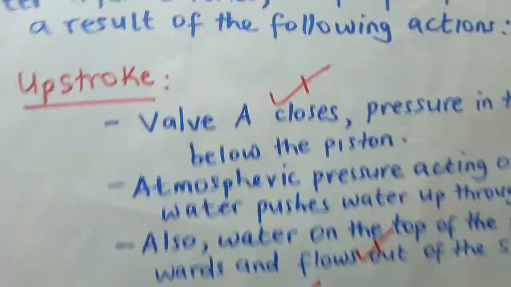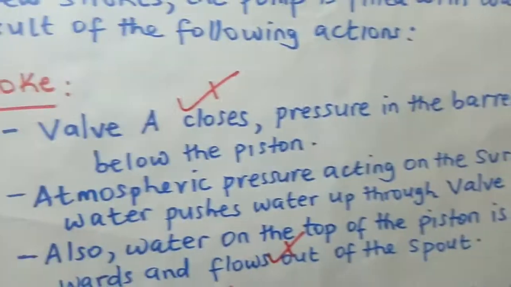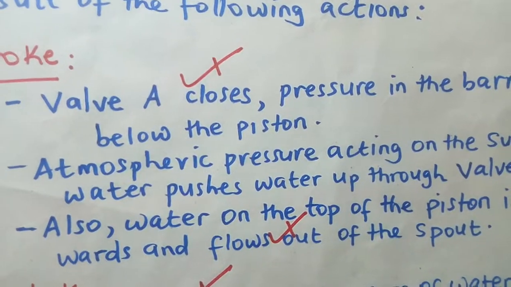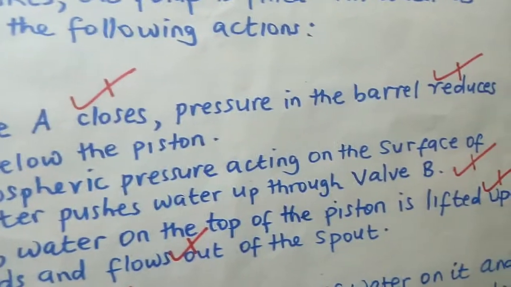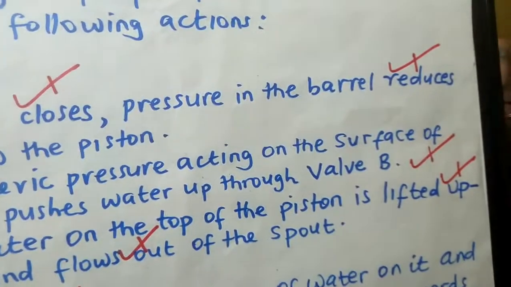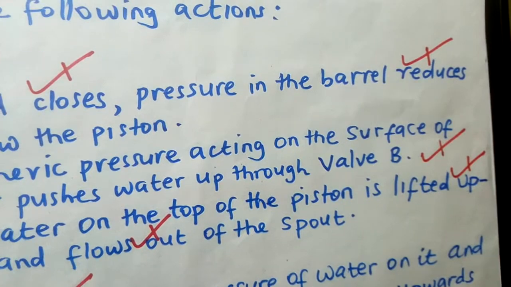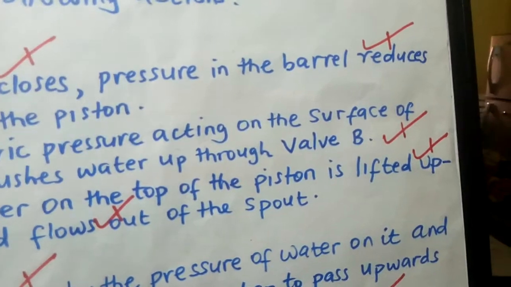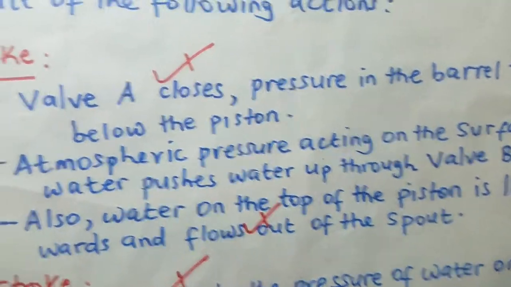So we are saying during the upper stroke, valve A closes, pressure in the barrel reduces. Which pressure is that one? Below the piston. So that gives the opportunity to atmospheric pressure being greater now because the pressure inside has reduced. So atmospheric pressure acting on the surface of the water pushes the water up through valve B. Why through valve B? Because valve B is open, but valve A is the one which is closed. Also, water on top of the piston is lifted upwards and flows out of the spout.